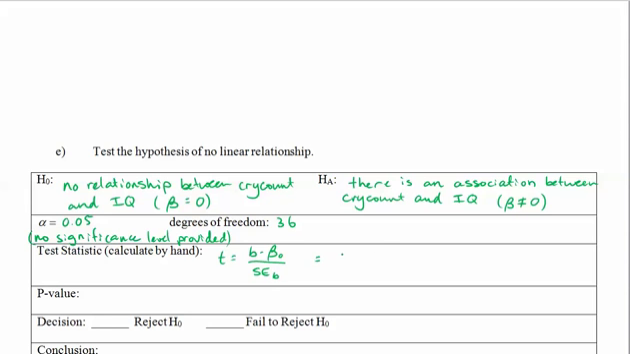So in this case, it is 1.4929 minus 0. And if you're writing out your equations, make sure to put in the minus 0. Don't just drop it out. Divided by 0.4870. And so t then becomes 3.066.